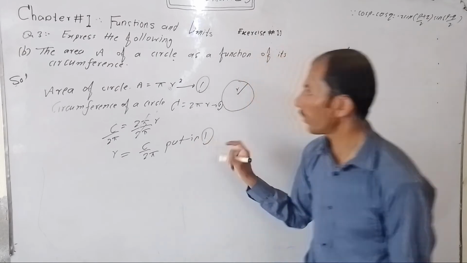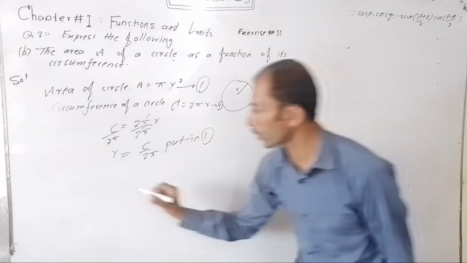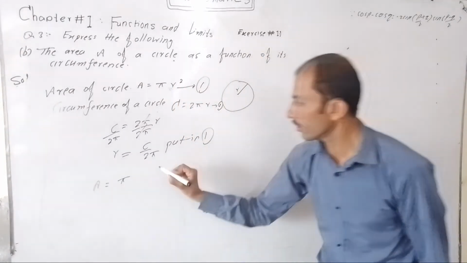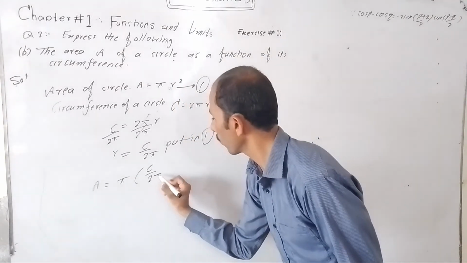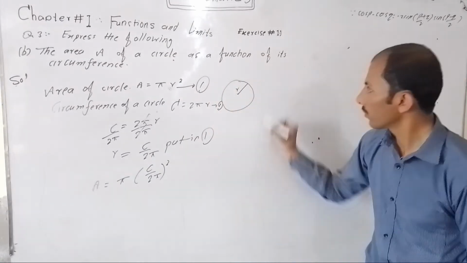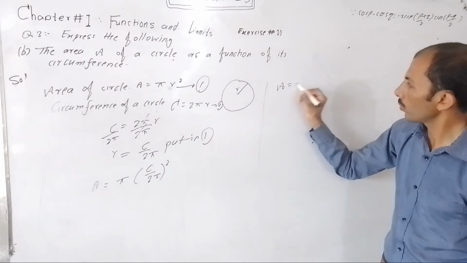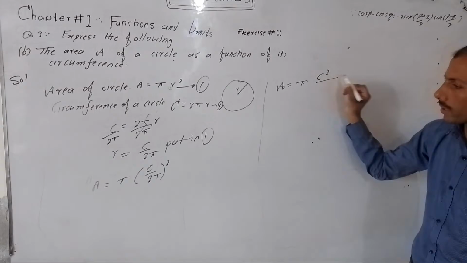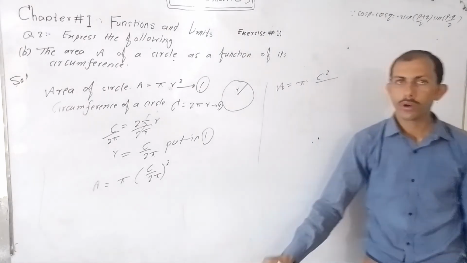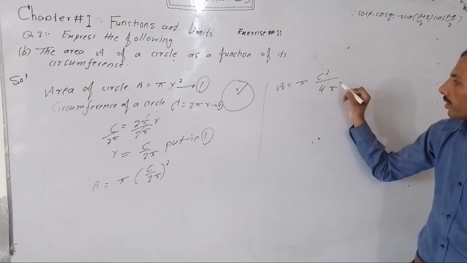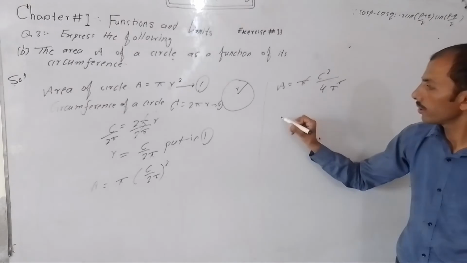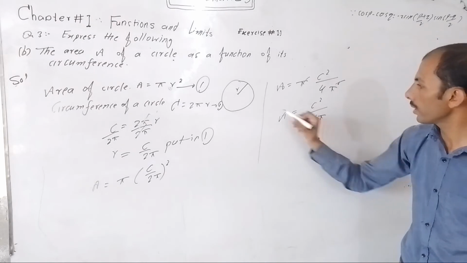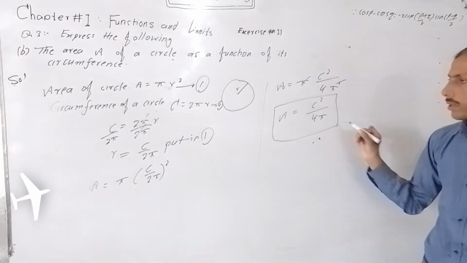Put in 1. So A is equal to pi r square, it means pi times C divided by 2 pi whole square. So area is equal to pi into C square divided by 2 square, 4 pi square. Pi cancels. So area is equal to C square divided by 4 pi, which is the required area.